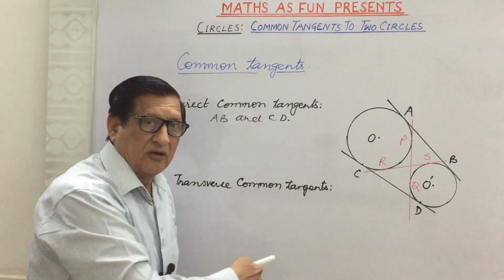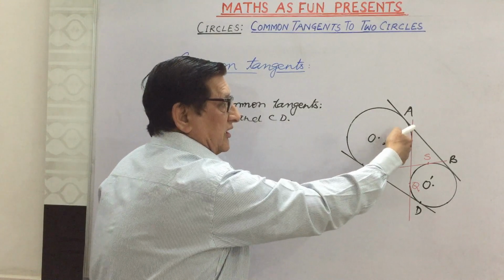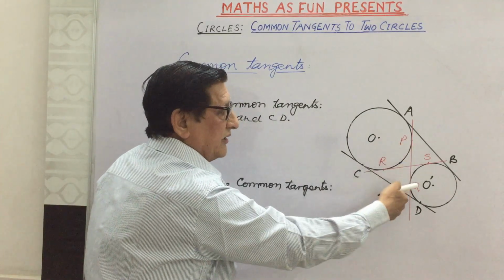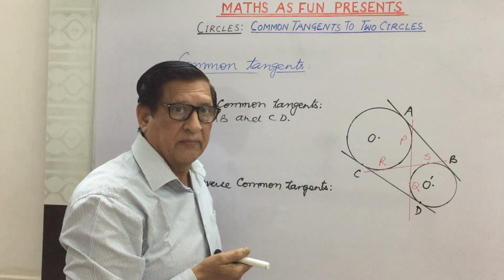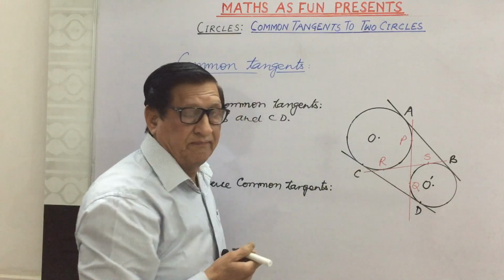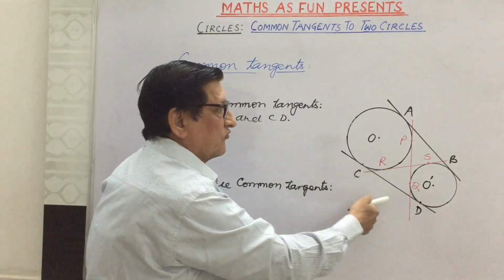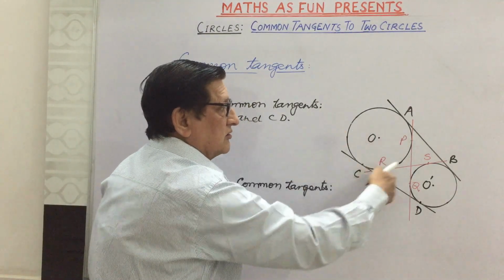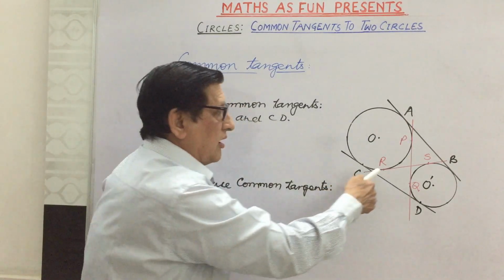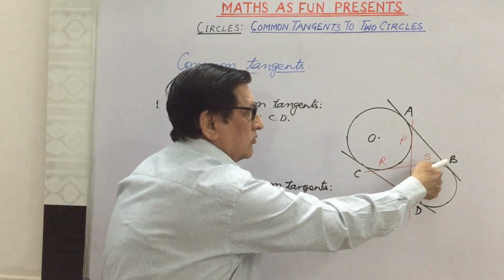What about the other one? We can also draw the tangents like this. One is touching at P and Q. Another is touching this at R and this at S. It means the points of contact are P and Q for this particular tangent and R and S for this particular tangent.